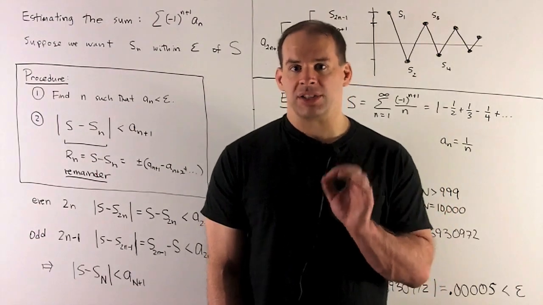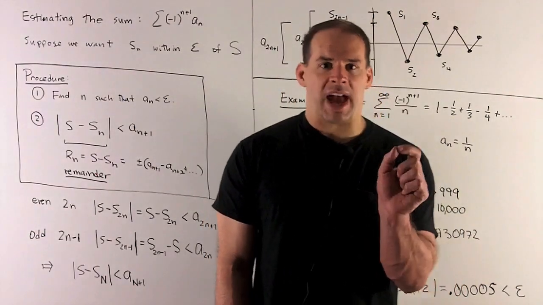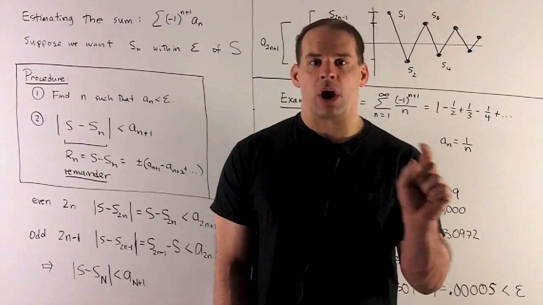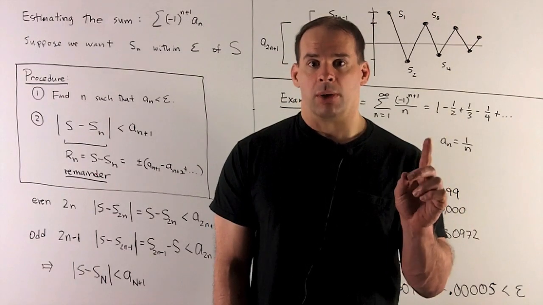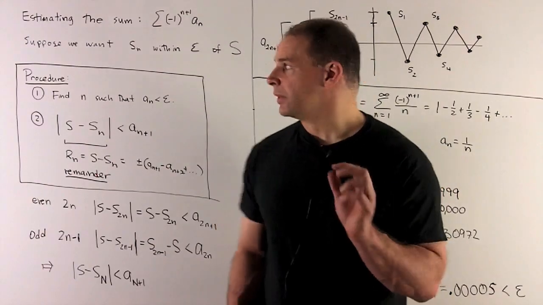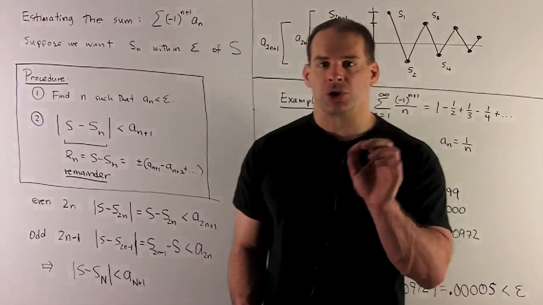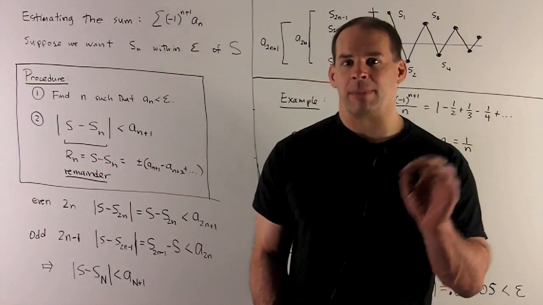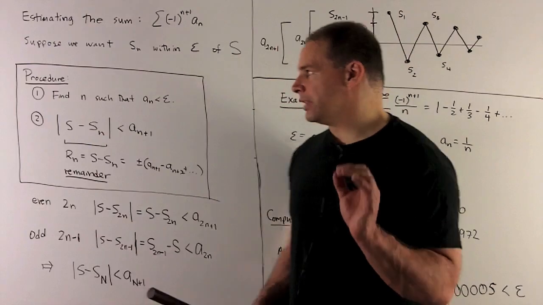Now, for alternating series, it's going to be the same idea. We're not going to be able to get the exact remainder, but we are going to be able to bound it within some number. So let's take a look at that test. What's our procedure going to be? I want to get my partial sums within epsilon of my actual sum, and epsilon is going to be a small number. So what will we do?